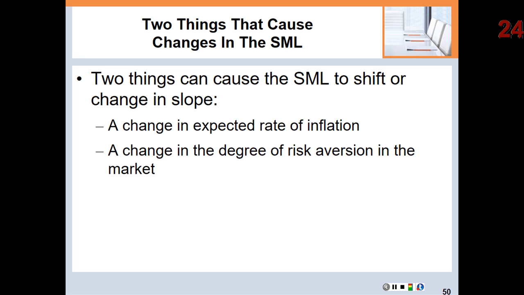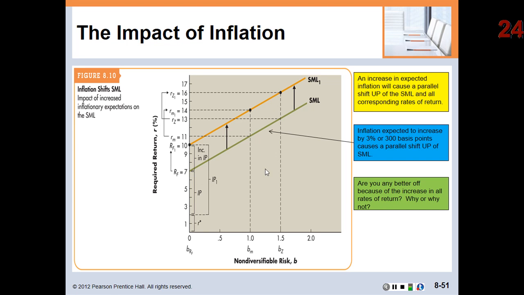If we have our security market line, our original security market line is this, kind of greenish color line here. And what's happening here, it says in the yellow box, an increase in expected inflation will cause a parallel shift up of the security market line and all corresponding rates of return. So in this example, we expect inflation to increase by 3 percentage points, or there's 100 basis points in 1 percentage point, so that's 300 basis points. So we expect inflation to go up.